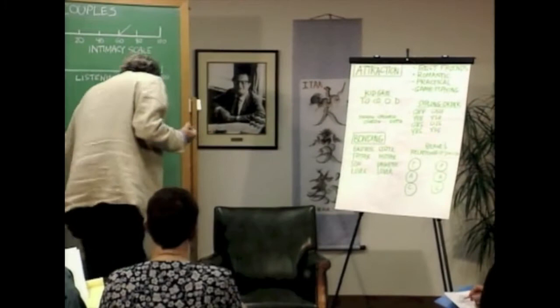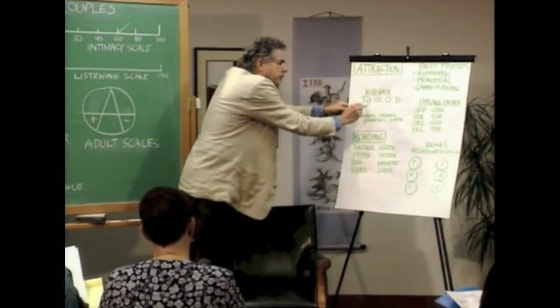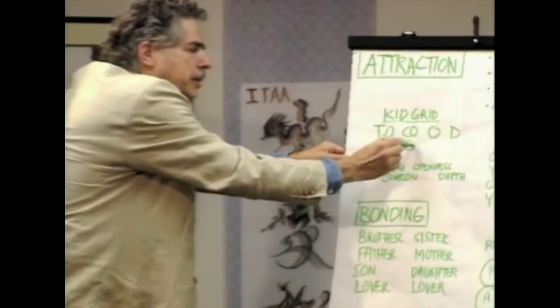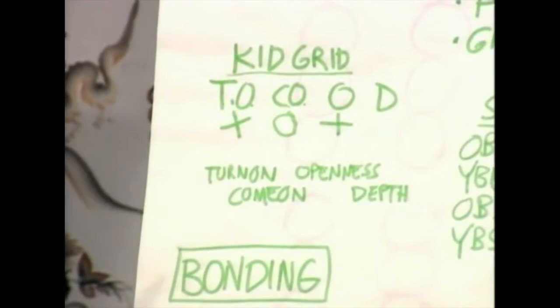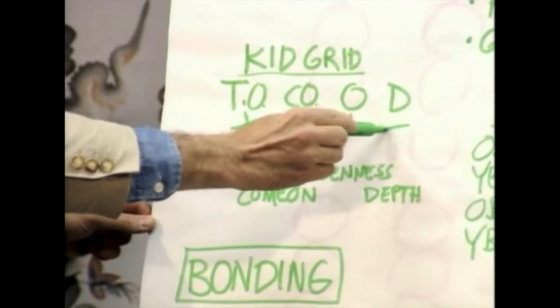Now, you can rank a person. If a person is a turn-on to you, you give them a plus. But if there's no come-on, they don't want to meet you, give them a zero. But you think there's some openness there, that you could talk freely without really having to tug at information. And then you might see depth there. So that person would be a plus, zero, plus, plus. Well, let's look at some other examples.